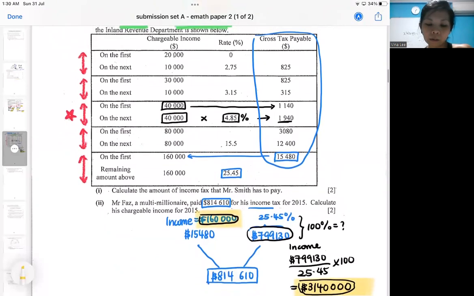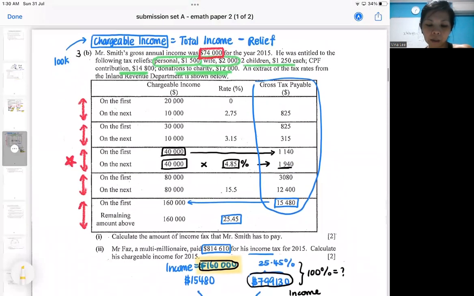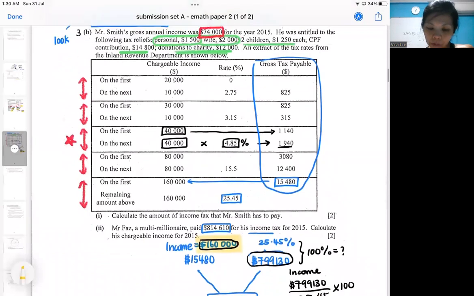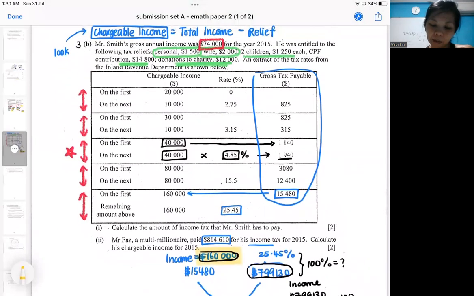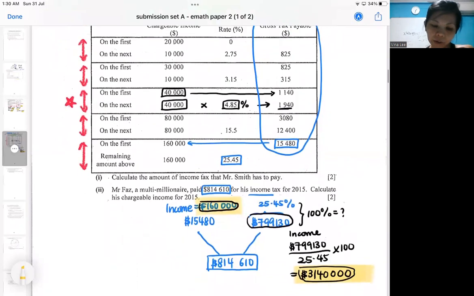Okay, there was one prelim paper. This one came out as a 10 marks real world context question. So you need to know how to split the chargeable income into 2 baskets. You also need to split income tax back into the 2 baskets. So this question illustrates the whole idea.